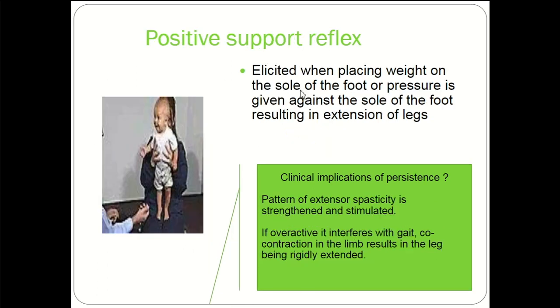Next is the positive support reflex. It is elicited when placing the weight on the sole of the foot, or when pressure is given against the sole of the foot, resulting in the extension of the leg. If it persists, then the pattern of extensor spasticity is strengthened and stimulated. If it is overactive, it interferes with the gait. Co-contraction in the limb results in the leg being rigidly in extension.